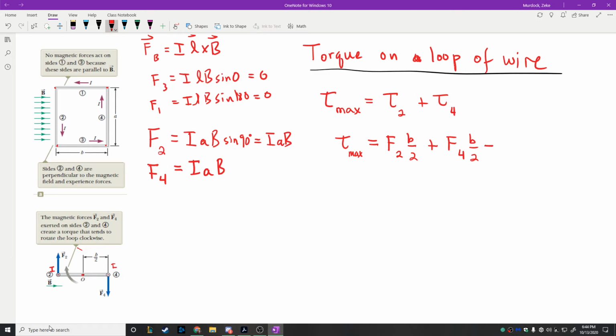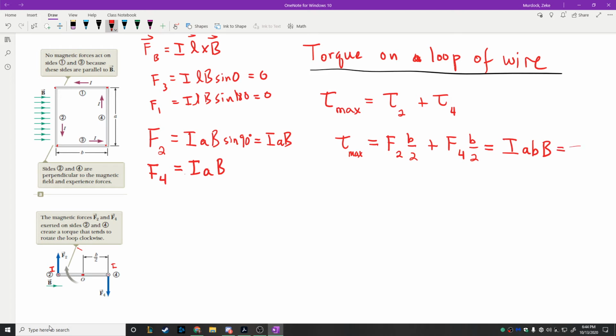So that tells us that in this case our total torque is going to be IAB times b over 2 plus IAB times b over 2. So half plus a half gives us 1. So the maximum torque that we get in this case is going to be I times A times b multiplied by the magnetic field B. A and b are lengths, B is the magnetic field, and I is current. So that's the maximum torque that we can get.